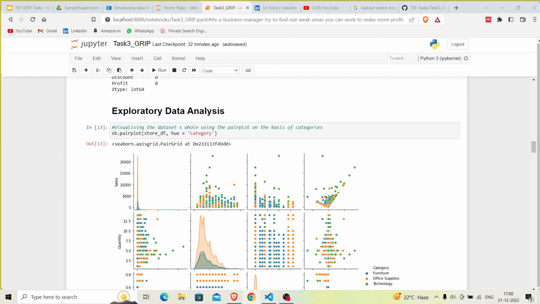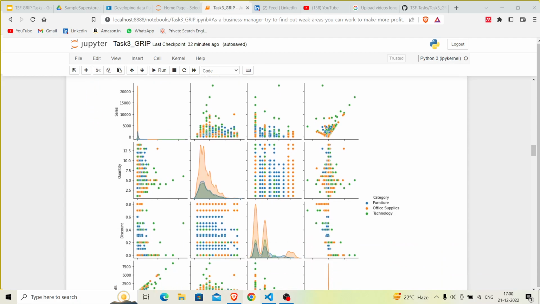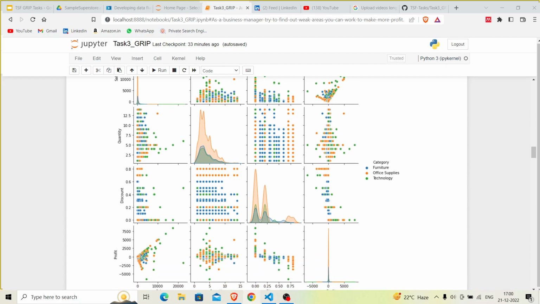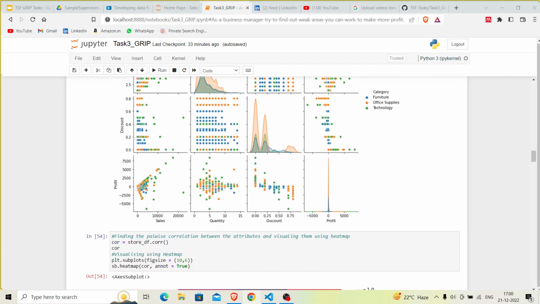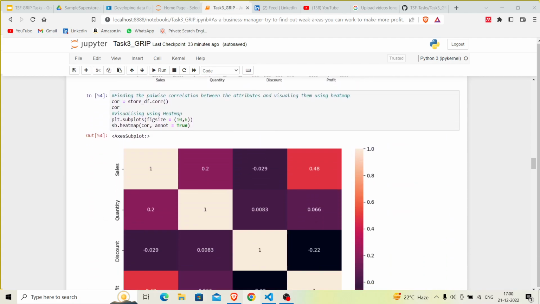Firstly, I am making a pair plot using the seaborn library, and I am categorizing them on the basis of the category attribute of my dataset of the online retail store. So this is the pair plot, and here we can see that we cannot derive any specific kind of insights from this, so I am doing further analysis.